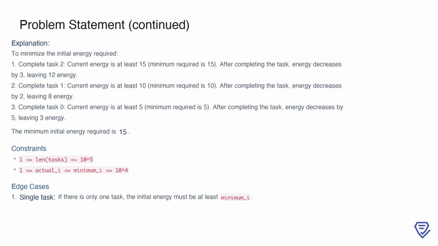Finally, consider the input 5, 5, 2, 10, 3, 15. The output here is 15. To minimize the initial energy, you begin with task 2, which requires 15 energy to start. After completing it, your energy decreases by 3, leaving you with 12 energy. Then, you move to task 1, which requires 10 energy to start. After finishing it, your energy decreases by 2, leaving you with 8 energy. Finally, you complete task 0, which requires 5 energy to start, and after completing it, your energy decreases by 5, leaving you with 3 energy. Thus, the minimum initial energy required for this case is 15.